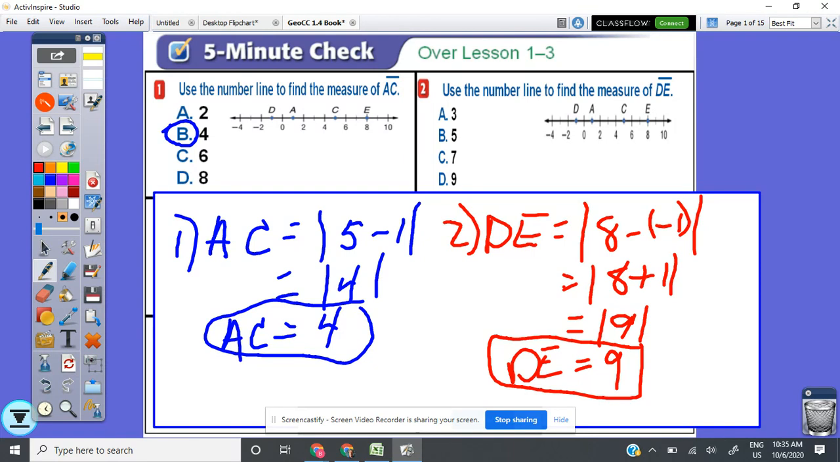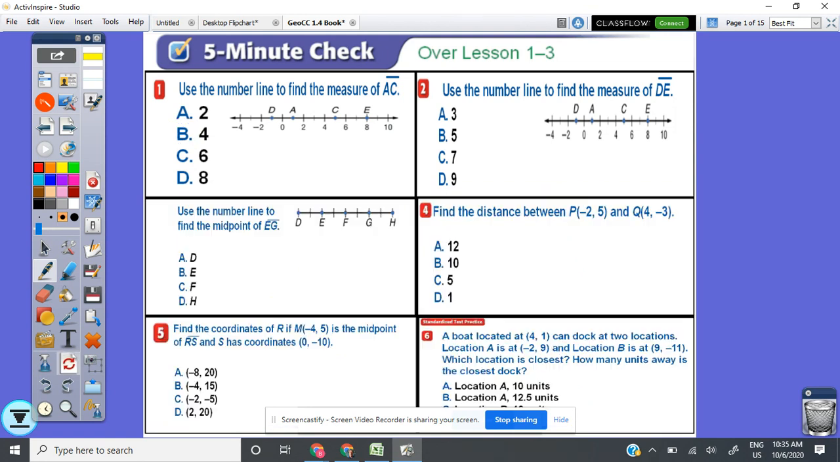Any questions on 1 or 2? Somebody throw something in the chat just to make sure I'm putting this all up there. Thanks. Thanks, Willie. Thanks, Carlia.